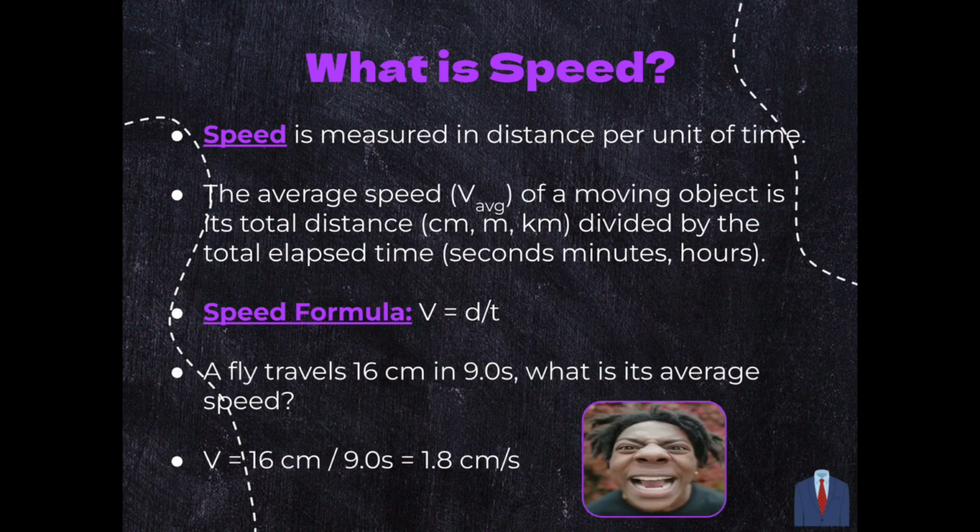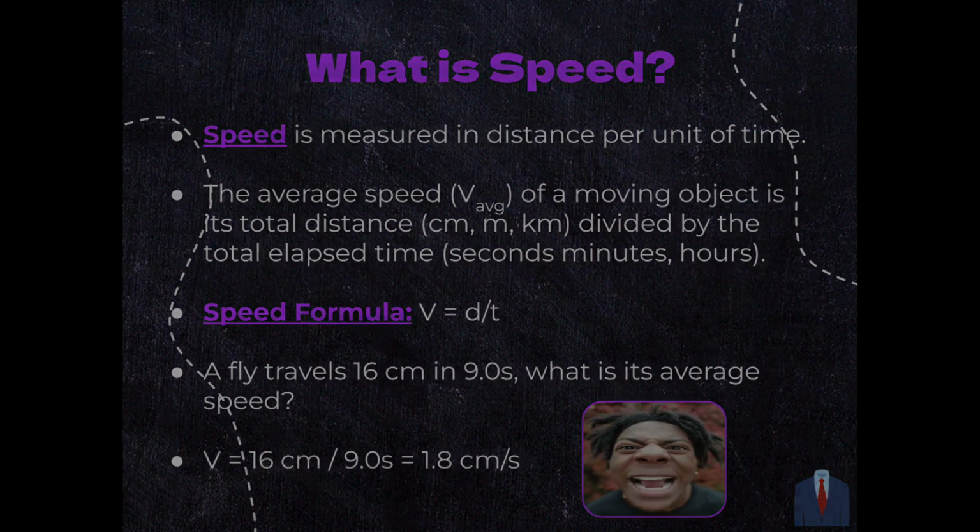A fly travels 16 centimeters in 9 seconds. What is its average speed? We take the distance and divide it by the time to get a speed of 1.8 centimeters per second, rounding to 2 significant digits. By the way, if you want to check out my video on significant digits, the link is in the description of this video, as significant digits are a very important part for calculations in the sciences, so I suggest you take a look.